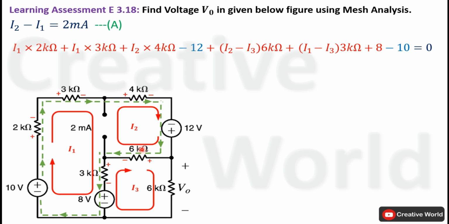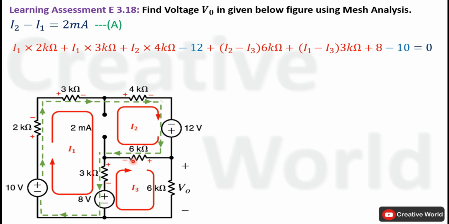So we will consider current I2 is larger than I3, and the difference of these two currents will be equal to I2 minus I3, and that difference will be multiplied with 6 kilo ohm in order to calculate the voltage across this resistance. So the voltage across this 6 kilo ohm resistance will be equal to I2 minus I3 multiplied by 6 kilo ohm.